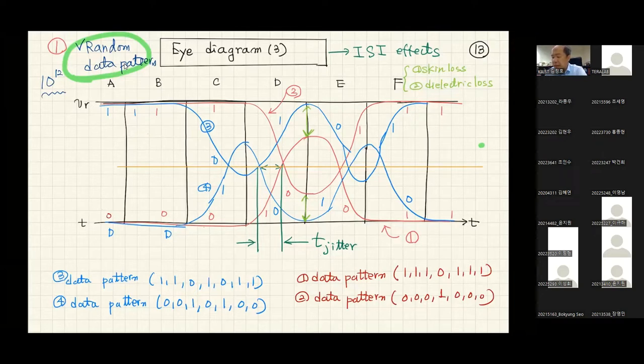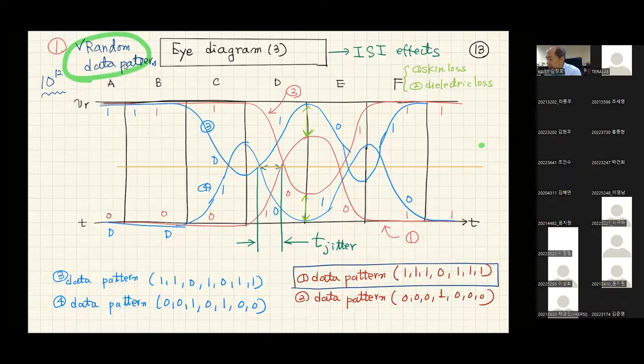To give you an idea about the eye diagram, I'm going to draw some eye diagram examples. Let's first take a look at the case of a data pattern which starts with 1, 1, 1, and suddenly it has only a 0 bit, and goes back to a 1, 1, 1, 1 pattern. This could be one of the worst voltage traces in the eye diagram. If I draw it in the eye diagram, it would be this form.